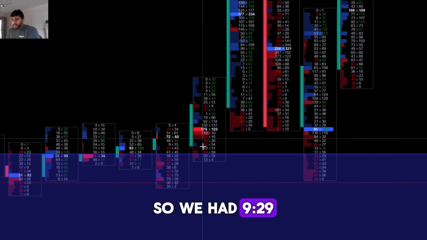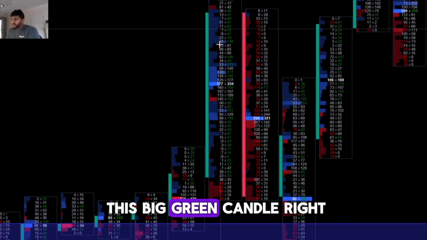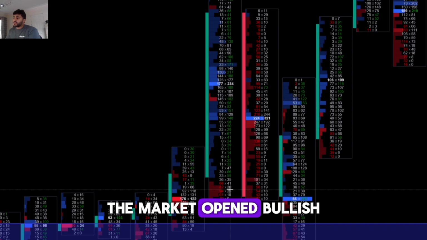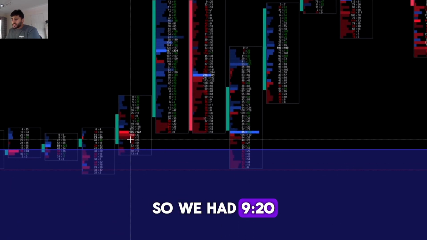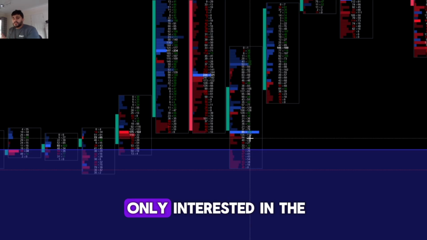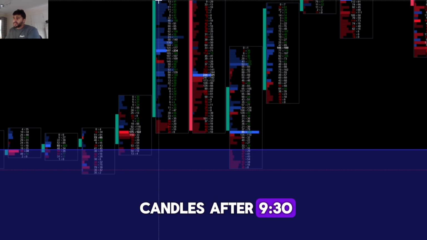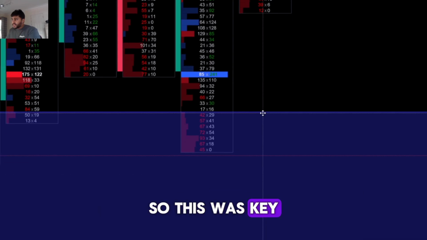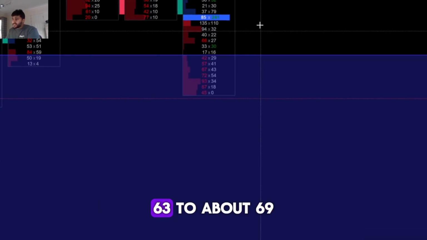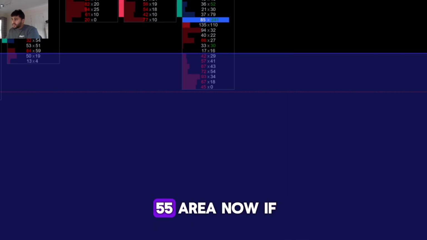So we had 9:29, and then we had this big green candle. The market opened bullish. The first rejection was over here. So we had 9:29, 9:30, and I'm only interested in the candles after 9:30. Here's where we have our first rejection off this zone. This was key level 69.63. If you're trading ES, you needed to have the 69.63 to about 69.55 area.